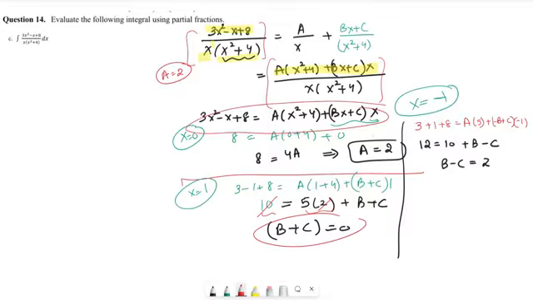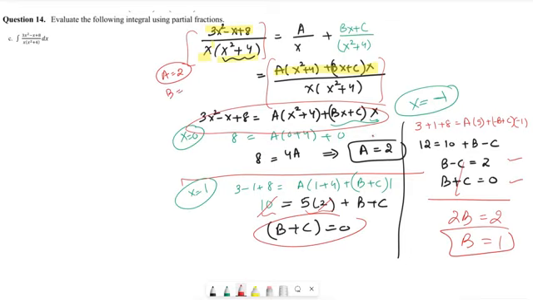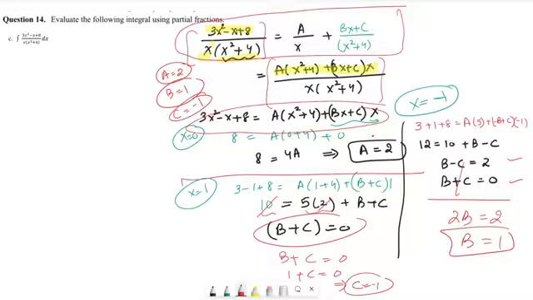And from here, we know that b plus c is equal to 0. If I add these two equations, what do I get? 2b, because c will just cancel, is equal to 2. So this gives me b is equal to 1. And because b plus c is equal to 0 and b is 1, therefore c is equal to -1. So I found all three constants which are required to write the partial fractions.